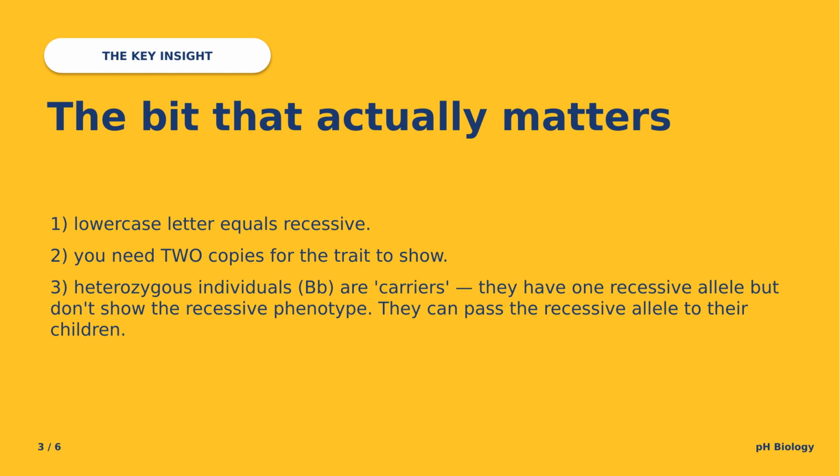Three things. 1. Lowercase letter equals recessive. 2. You need two copies for the trait to show. 3. Heterozygous individuals, i.e. capital B, lowercase b, are carriers. They have one recessive allele, but don't show the recessive phenotype. They can pass the recessive allele to their children.